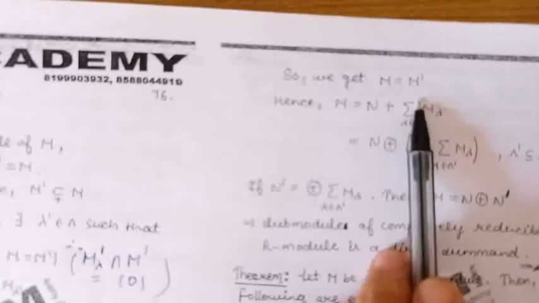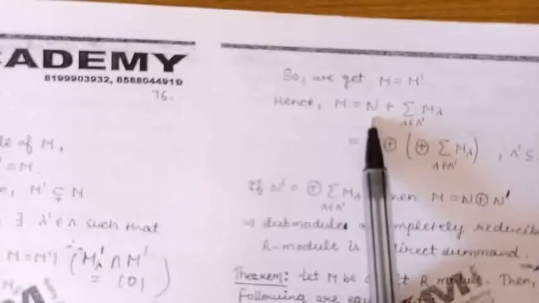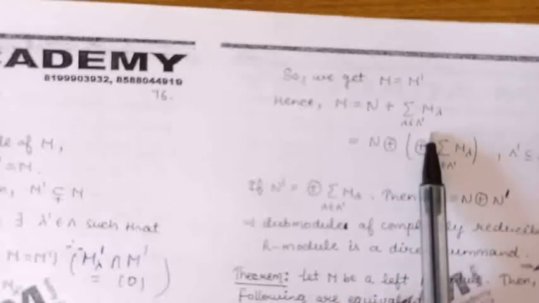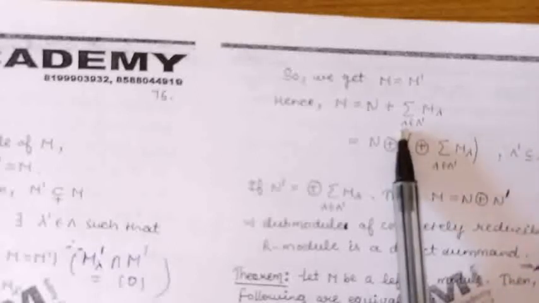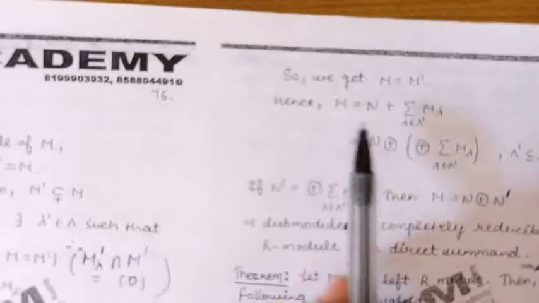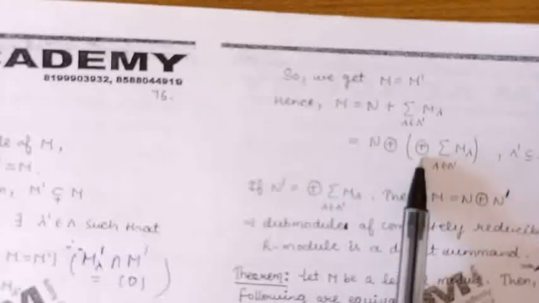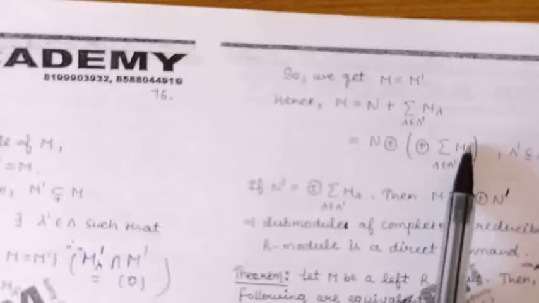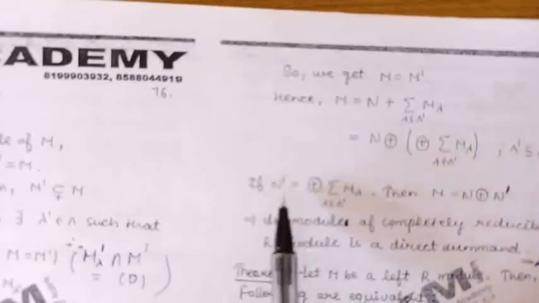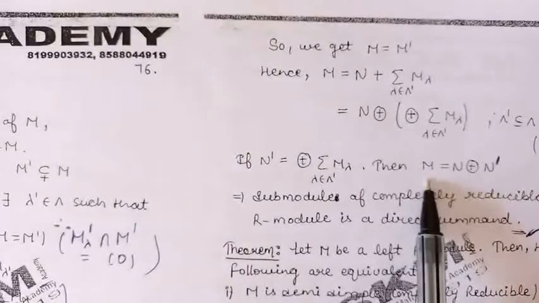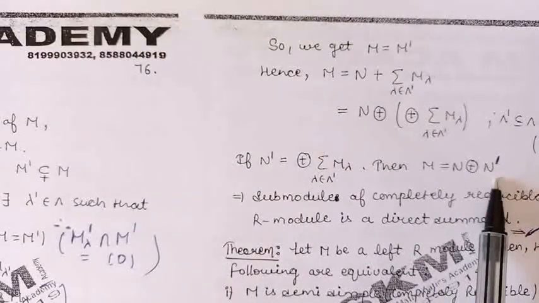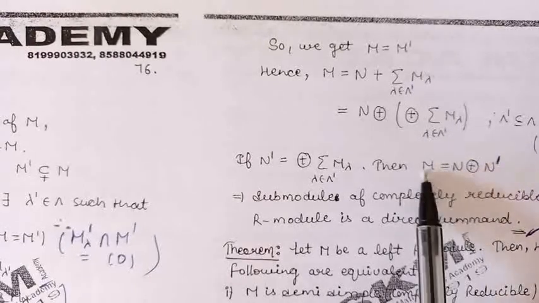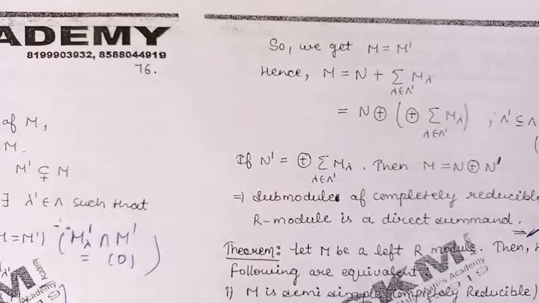Now we can put the value of M' which we defined. So M is equal to N, the sum of N with summation M_λ, where λ belongs to Λ'. So we have proved the result here from the second equation. We have obtained M is equal to N direct sum summation M_λ, where λ belongs to the family Λ'. Let us denote this module by N'. So we can write M is equal to N direct sum N', and by definition of direct summand, we can say that N is a direct summand of M. So this completes the proof of this theorem.